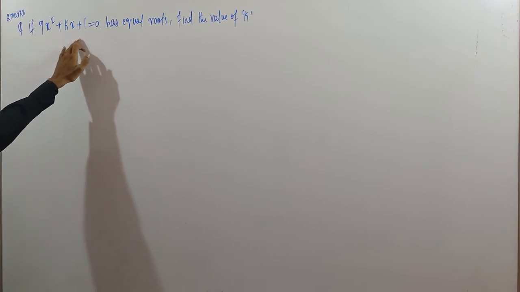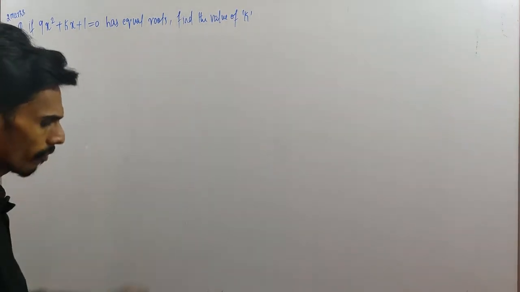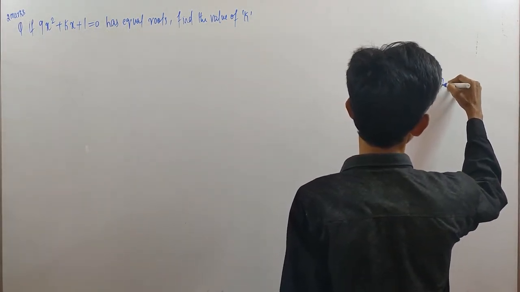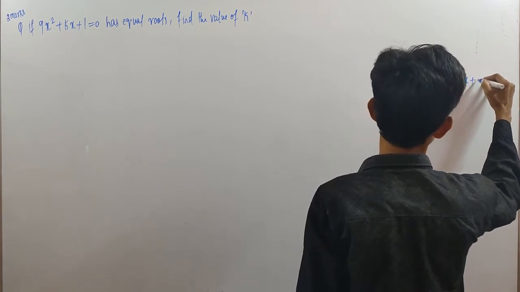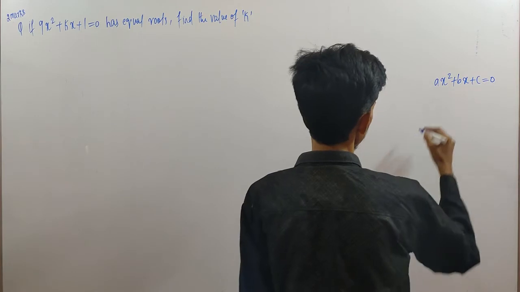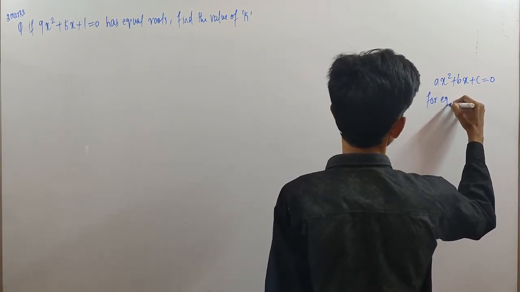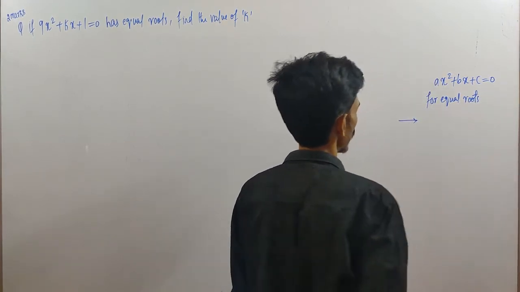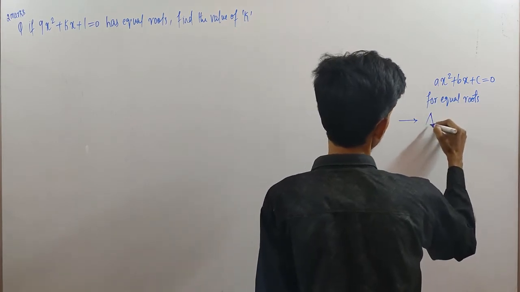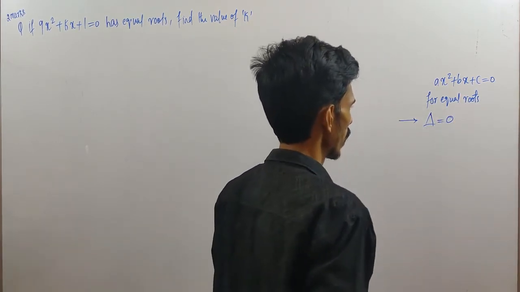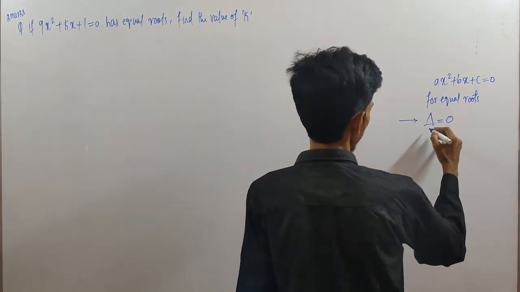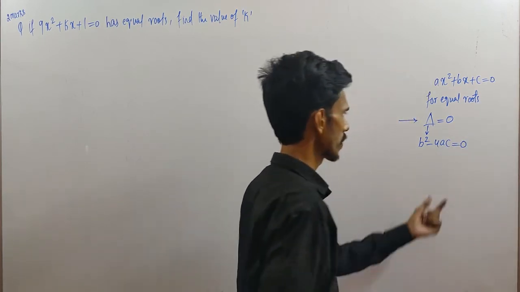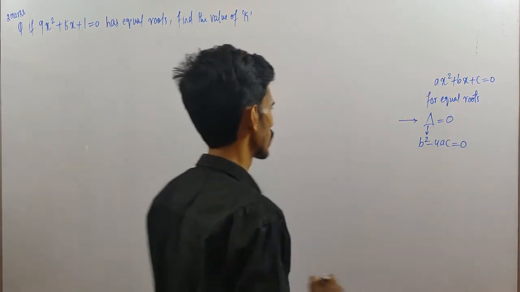If 9x square plus kx plus 1 equal to 0 has equal roots, find the value of k. We know that for quadratic equation ax square plus bx plus c is equal to 0, for equal roots we have a conclusion, that is discriminant equal to 0. It is denoted by letter delta. Its value is b square minus 4ac is equal to 0. This is the condition for equal roots.